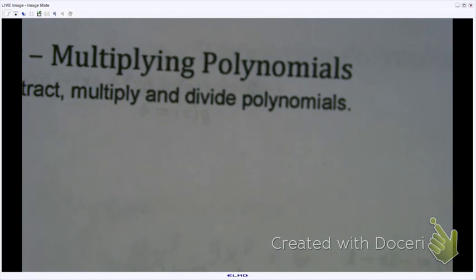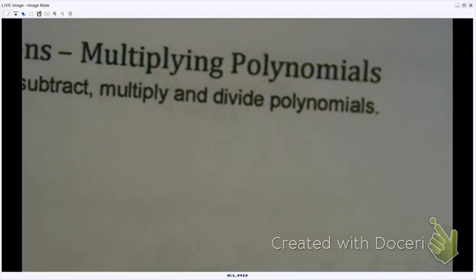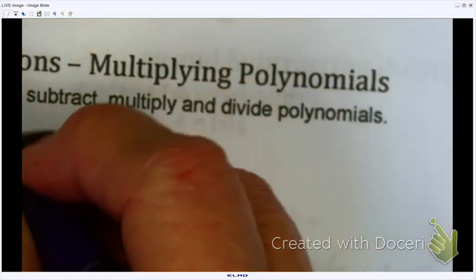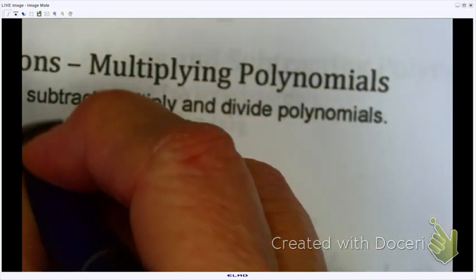So for multiplying polynomials, you have to multiply each term. So you're going to multiply each term in the first function or the first polynomial.